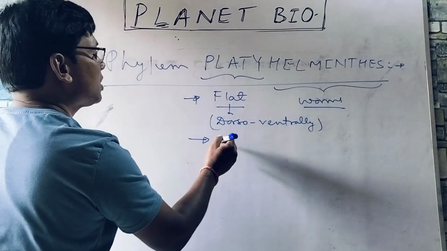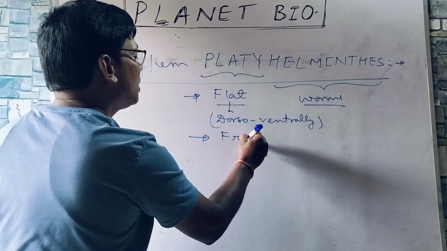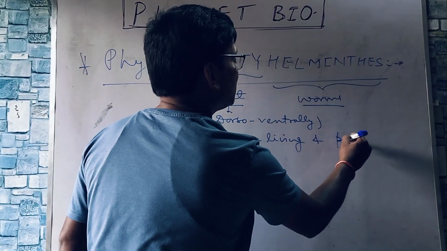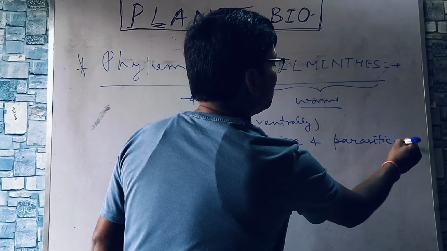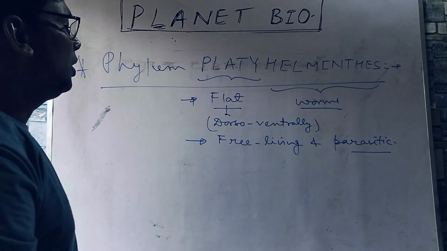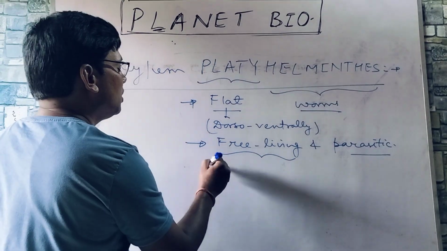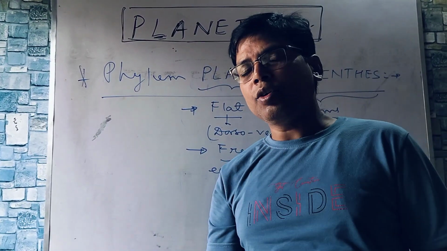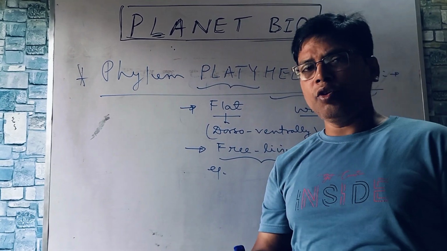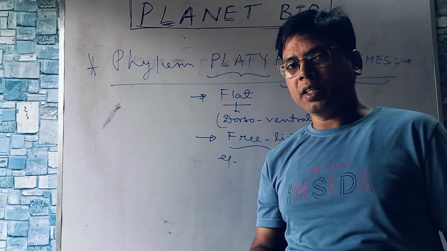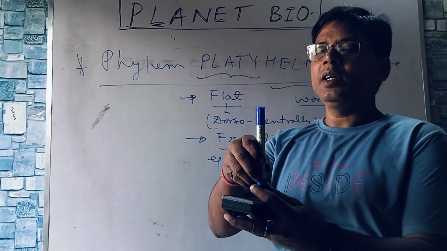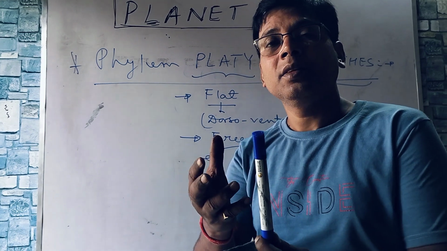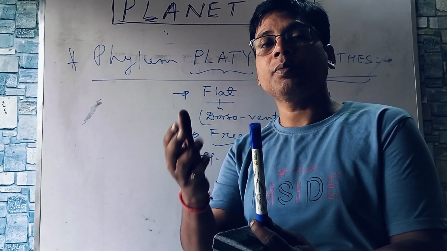And some are free living, but most of these are parasitic. They cause diseases in our body. The free living form belonging to this phylum is, for example, Planaria or Dugesia, and that has got the enormous power of regeneration. Means if the body is cut into several pieces, every piece is going to become a bigger one. That is the power to regain lost parts.